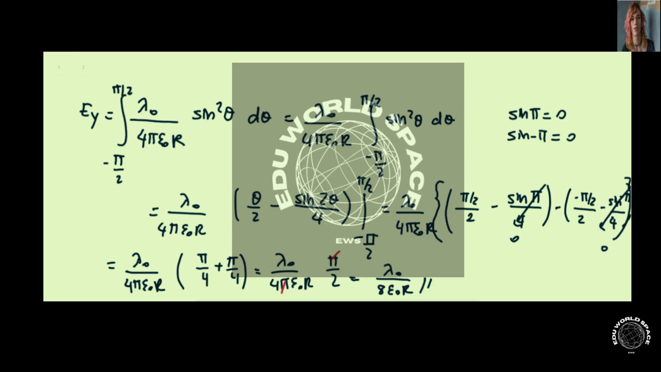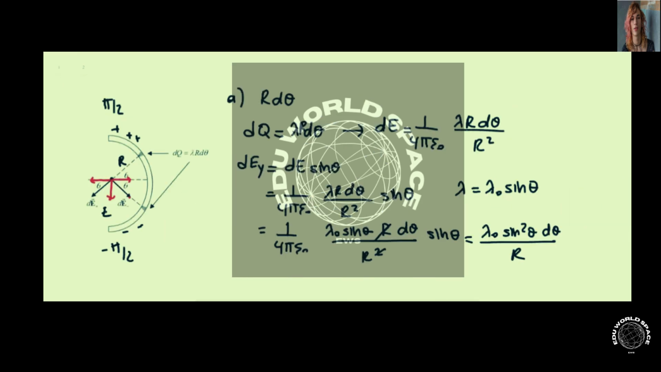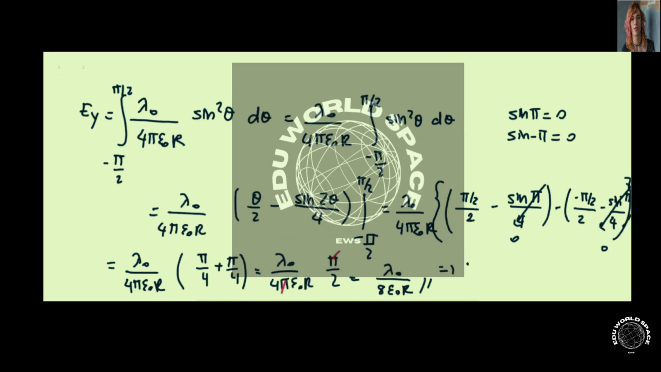We also know from the drawing that this y component is actually pointing down, which means if we want to write the electric field vector, we have lambda naught over 8 epsilon naught r in the negative j hat direction. So this would be the answer to part A.